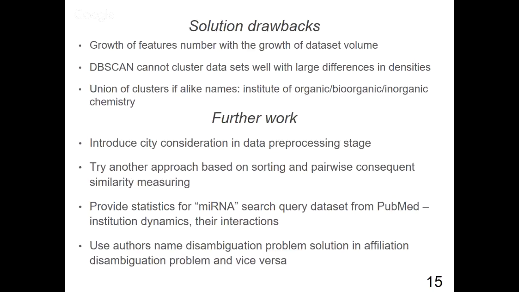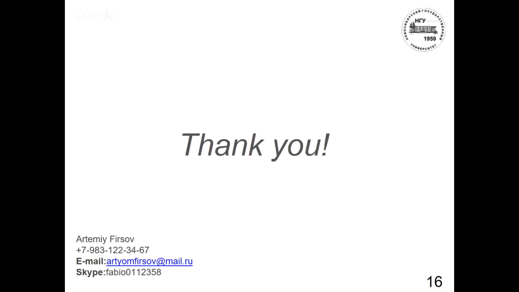Next, I want to use the tool to provide some statistics for miRNA search queries on datasets from PubMed: distribution dynamics, their interactions, maybe the spread of knowledge, and so on. The final step is to use this affiliation disambiguation solution in the author name disambiguation problem in an iterative manner. We don't have the algorithm, but we'll develop it later, I hope. So thank you. That's my current state.